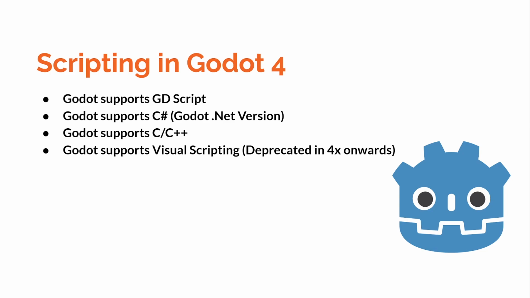Now Godot also used to support visual scripting, but it has been deprecated in Godot 4 and onwards. So basically, if you want to use visual scripting, you have to switch to Godot 3.5 or some later 3.x versions, but not 4 and onwards, because visual scripting has been deprecated.